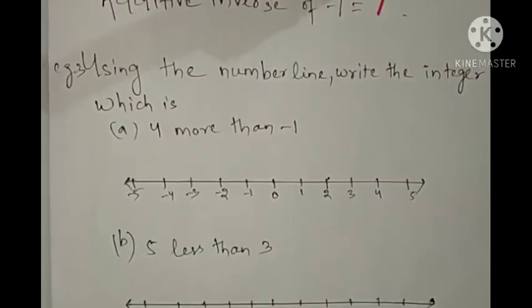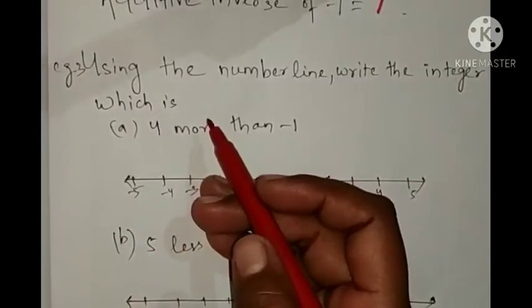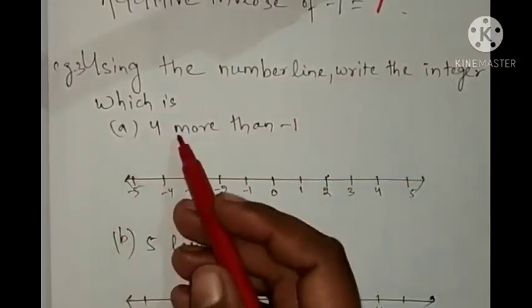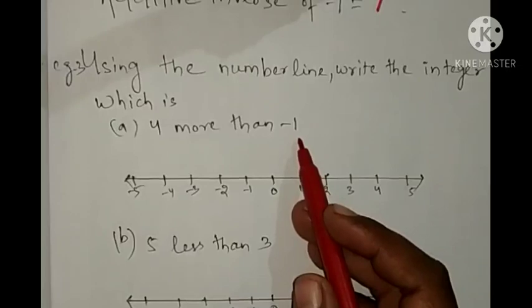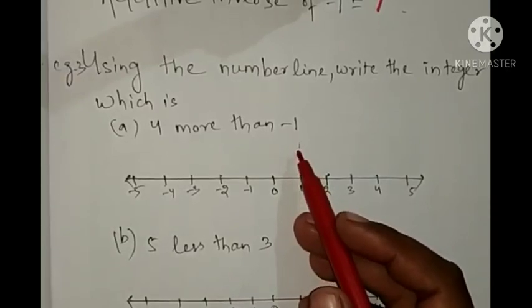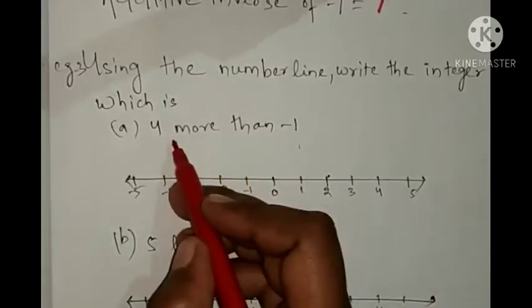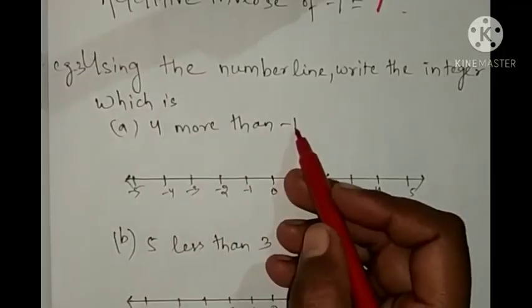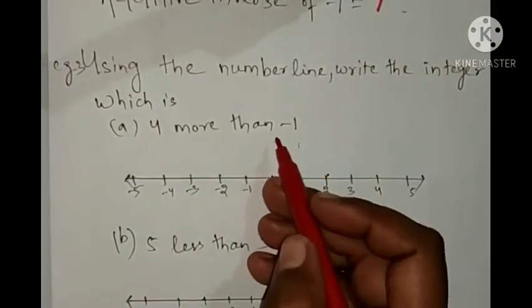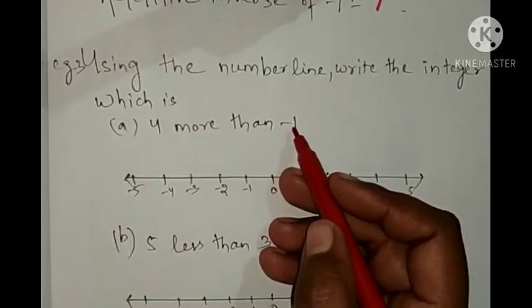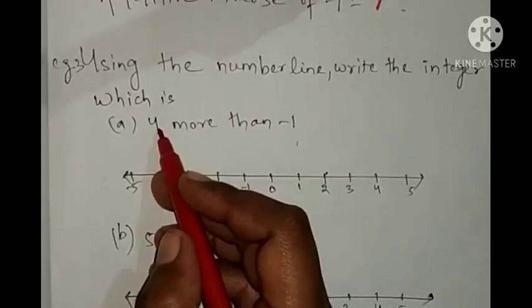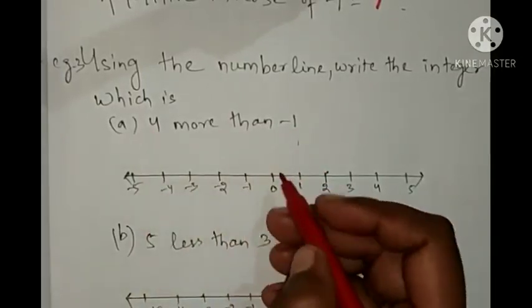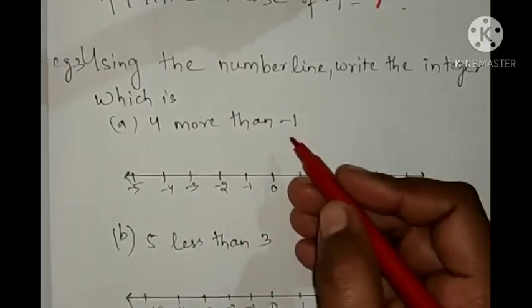Next we'll see some of the examples of your book. Example 3. Using the number line, write the integer which is 4 more than minus 1. So 4 more than minus 1. What will you do? First you take minus 1. The number we have to find is 4 more than minus 1.